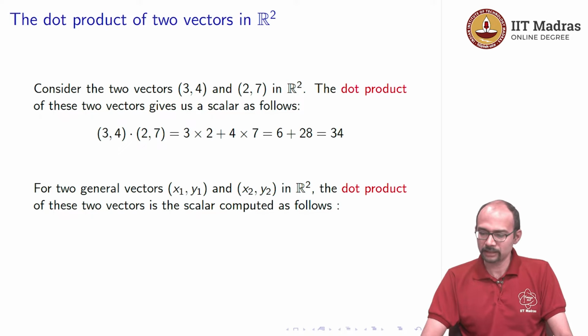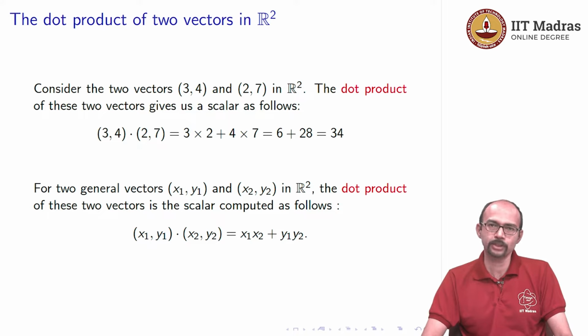Okay, let's generalize this to any two vectors in R2. So if you have x1 y1 and x2 y2 in R2, the dot product of these two vectors is the scalar or real number computed as follows. x1 y1 dot x2 y2 is x1 times x2 plus y1 times y2. So you multiply the first components, you multiply the second components, and then you add those.